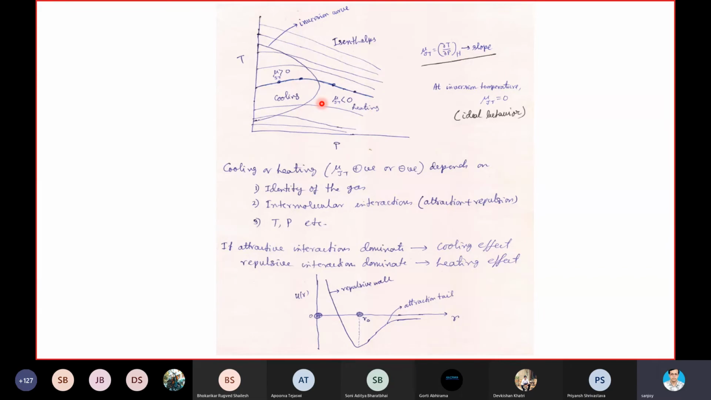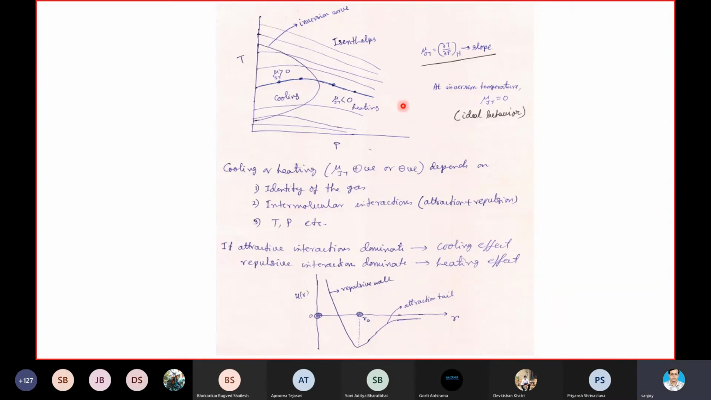Now each one of these we call isenthalps, because we have shown that along this line enthalpy remains constant. You know, isotherms, isobars, like that. So these lines are called isenthalps, because along this line enthalpy remains constant from the Joule-Thomson experiment. So these are simply the isenthalps.